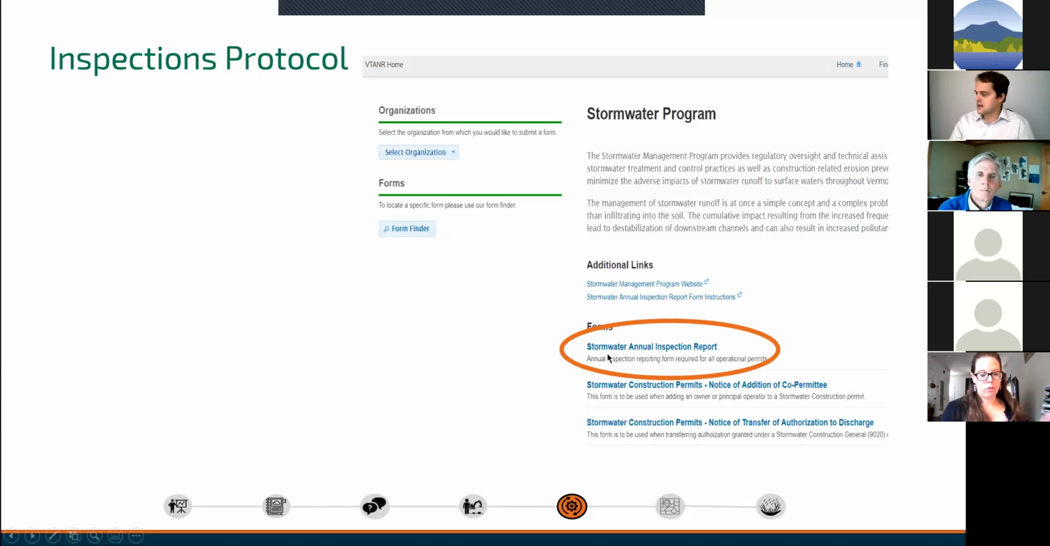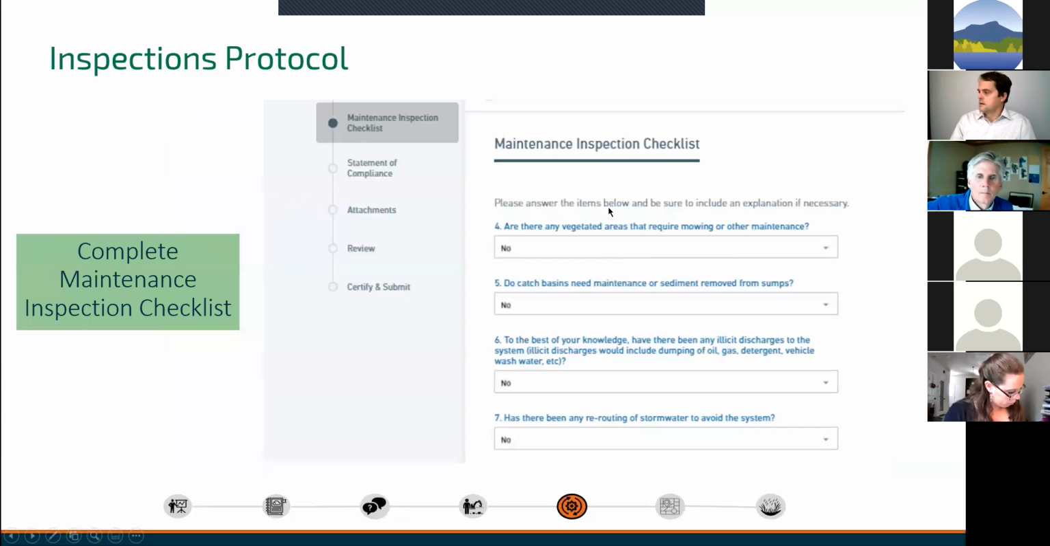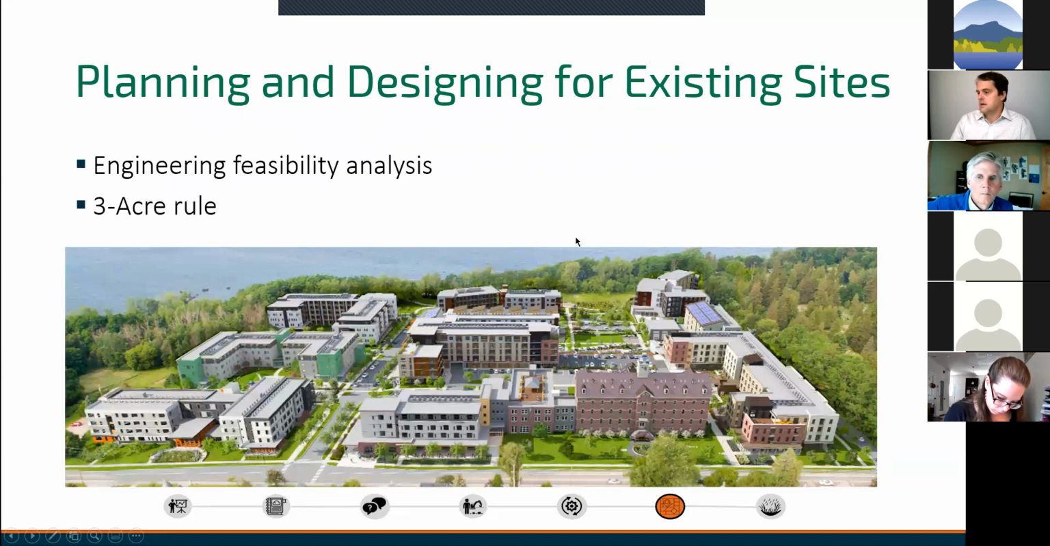Actually, this slide is out of place. This is where you would select, once you go into the DEC Watershed Management Division, here's your option right here. There are a couple of other options now for different permits, but if we're just talking about the annual reporting, you click on this. Once you're in there, it's pretty straightforward. It's asking you about ownership, about changes to the impervious surface, and then you get into the maintenance. Really just yes or no questions. When you get to the end, you hit certify and submit, and you're done.